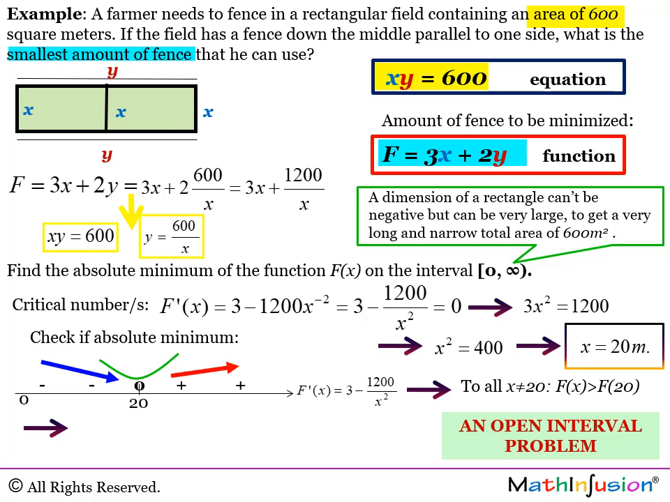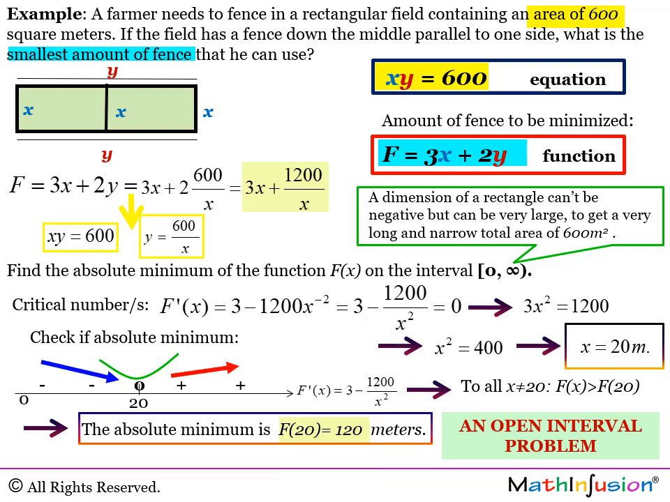What is f of 20? We are going to substitute in the function and we get 120 meters. You always like to reread the question to see if we really answered the question. In this one, we were asked to find the smallest amount of fence. We did that because we have f of 20. So we are done.